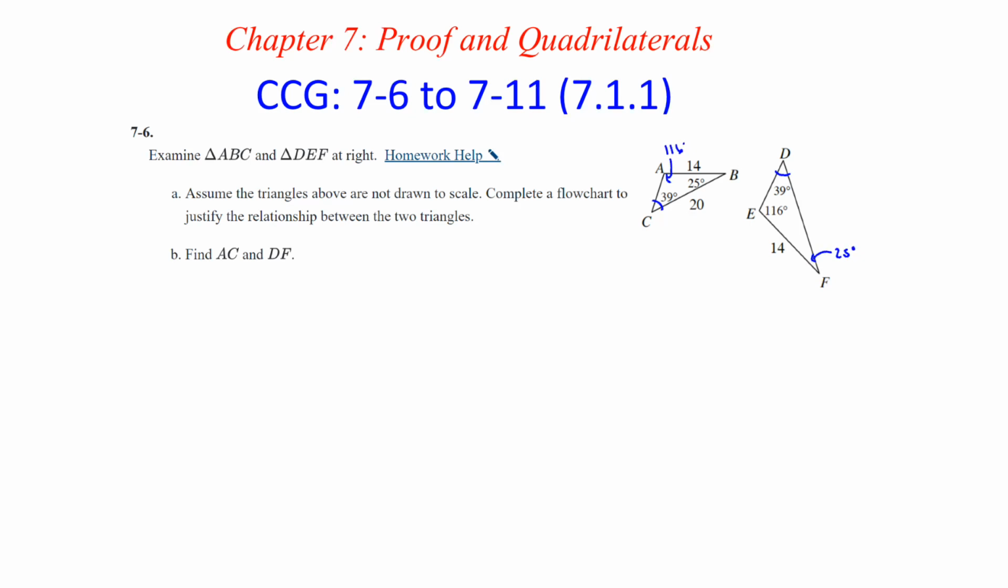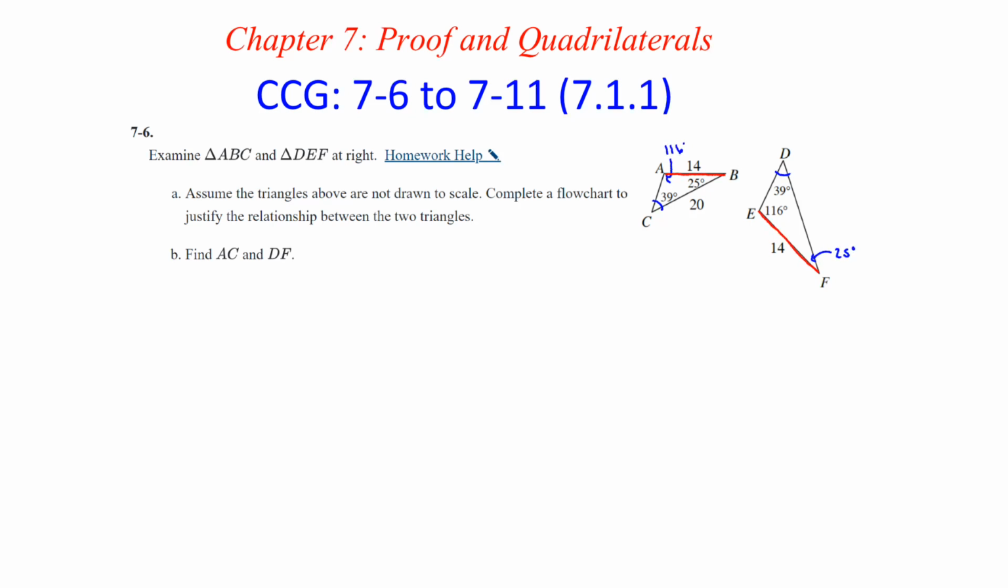Let's also take a look at the side length. Length AB, which is in between angle 116 and 25, has a corresponding side in the other triangle between 116 and 25 degrees, which is 14. So both AB and EF are of the same length. Now we have an angle, an included side, and another angle that have the same measures. Therefore the triangles are not just similar, they are congruent.